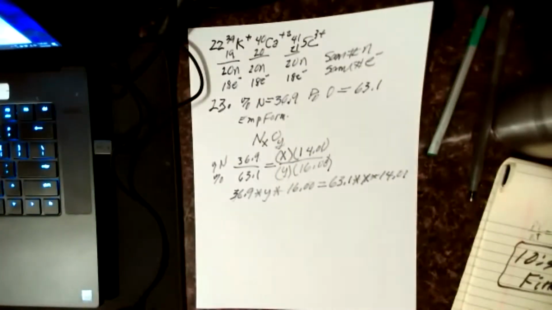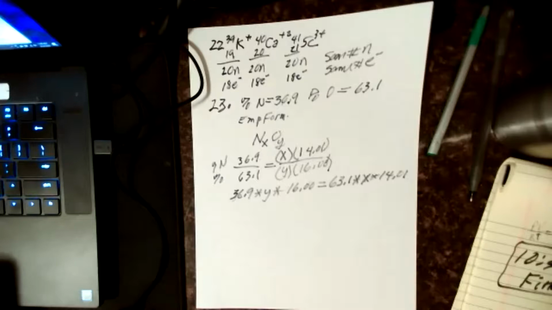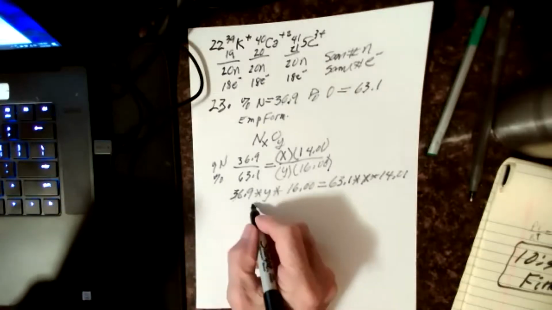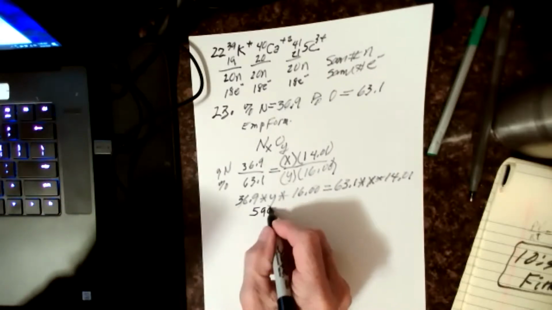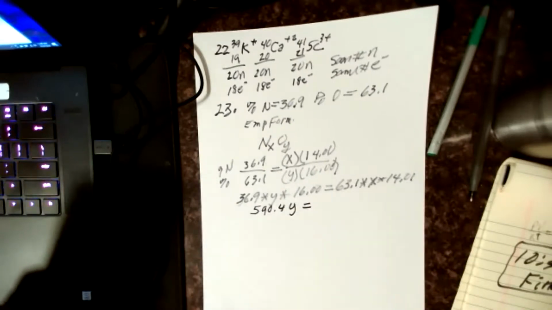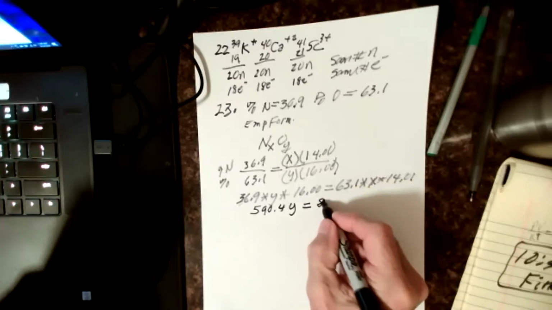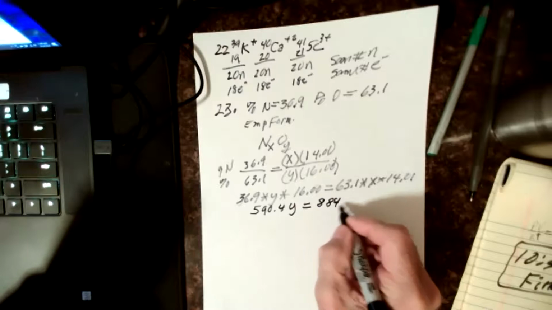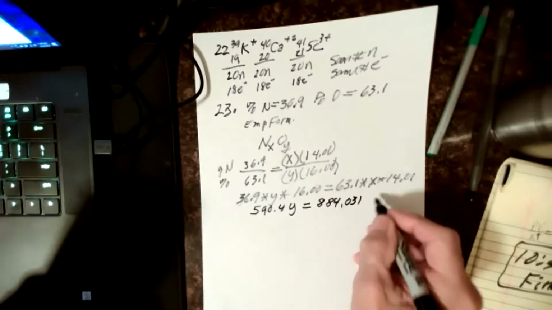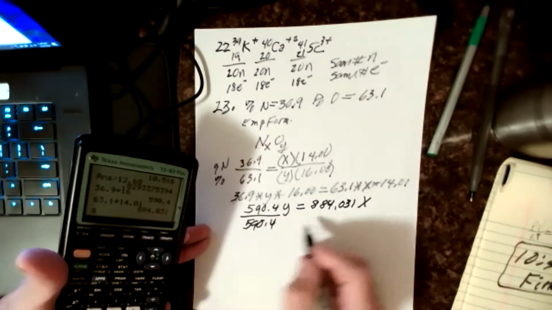All right, now let's do the math and see what we got. 36.9 times 16 comes out to be 590.4 Y equals 63.1 times 14.01, which comes out to be 884.031 X. Let's divide both sides by 590.4.